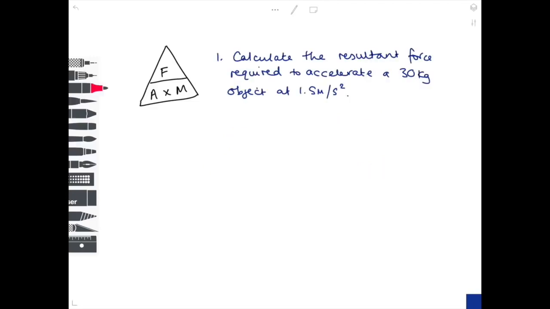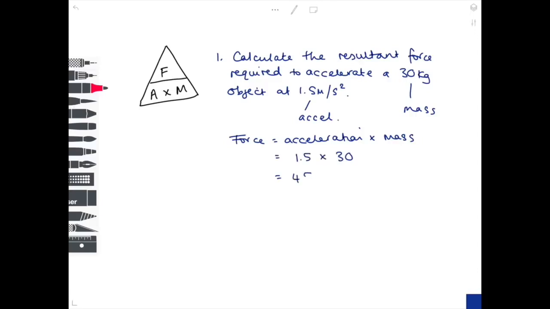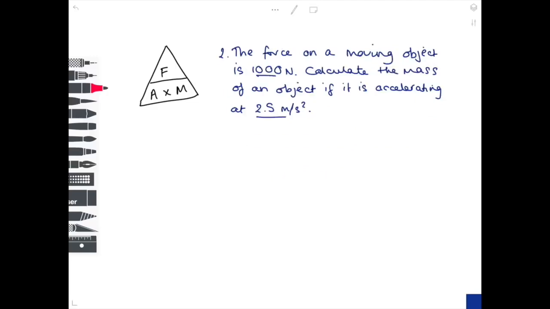So in this question, we're calculating the resultant force required to accelerate a 30 kilogram object at 1.5 meters per second squared. So we have mass, we have acceleration, we're looking for force, so force equals acceleration times mass. It's a simple expedient of substituting in those values, so 1.5 times 30, which gives you a value of 45 newtons.